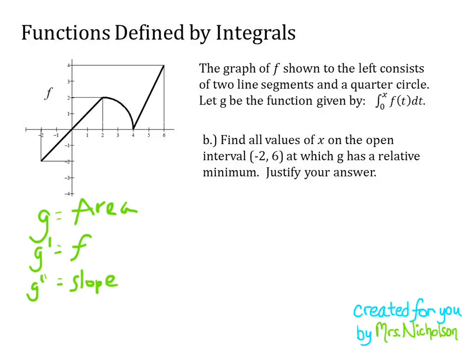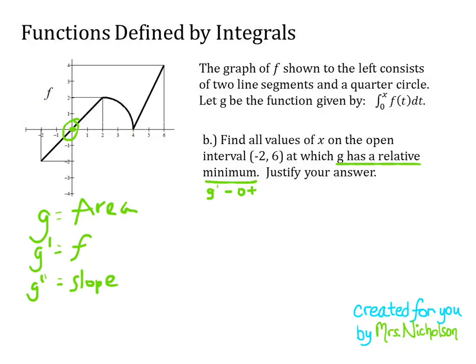So my question here says find all values of x on the open interval -2, 6 at which G has a relative minimum. There's a flashcard phrase. G has a relative minimum, and so I want us to annotate what that means. If G has a relative minimum, that means G prime goes negative, 0, positive. G prime changes from negative to 0 to positive. And if I go back to my annotations, I know that G prime is equal to f. So I'm actually looking for when does f change from negative to 0 to positive. And obviously that happens right here at 0, 0.